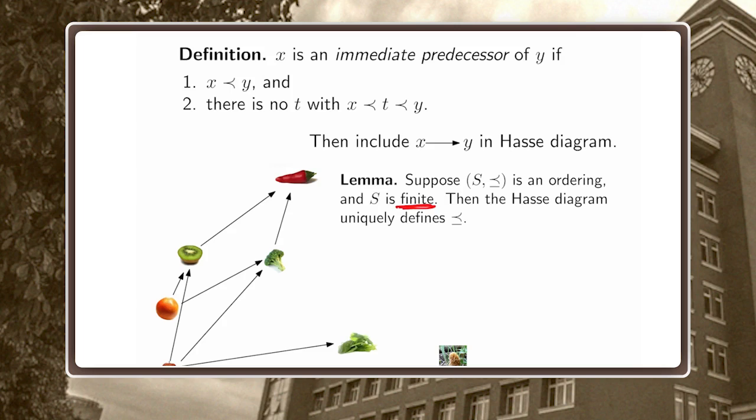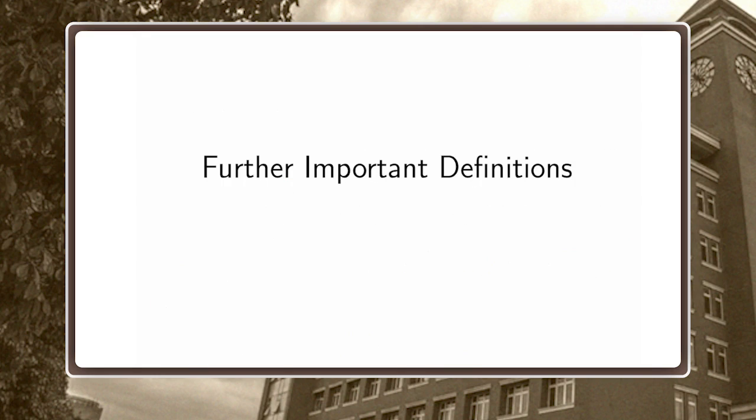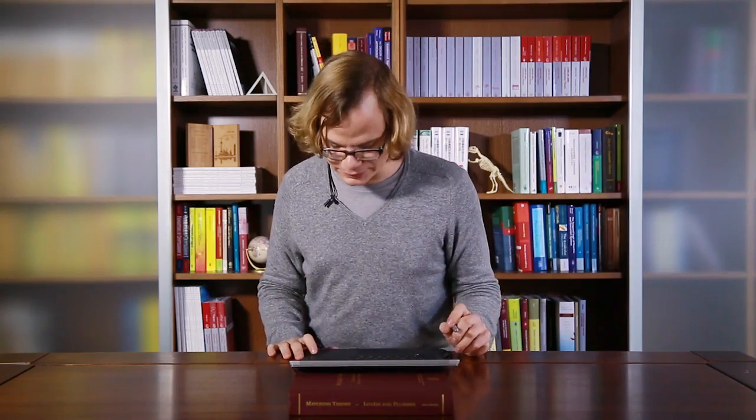If you have an ordering and S is a finite set, then the Hasse diagram uniquely defines your ordering. So if I show you the Hasse diagram, you can reconstruct the ordering. Now this condition, S to be finite, is actually crucial. For infinite sets, this lemma might be false. For example, consider the set 0, 1, the real interval, together with a smaller equal relation. So what is the Hasse diagram of this ordering? Think about it.